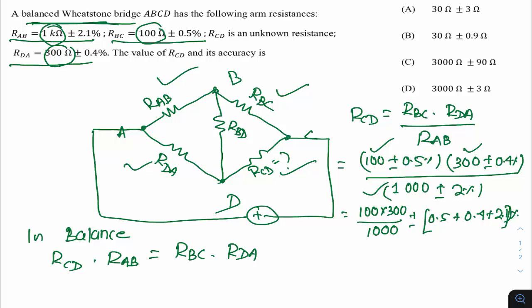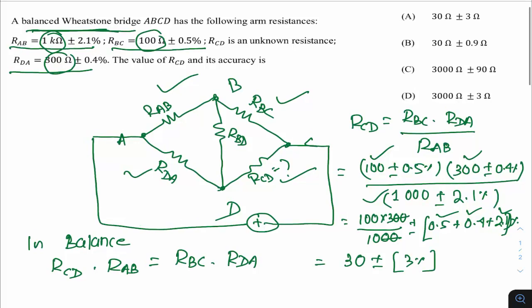So here it is actually 2.1%... the sum is 0.5 plus 0.4 plus 2, and if you simplify this, the zeros cancel. So this is 300 by 10, which is 30, plus or minus. If you add all these, 0.5 plus 0.4 is 0.9, and 0.9 plus 2.1 is 3%. Okay, 30 plus or minus 3%.